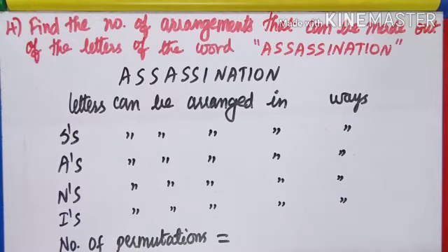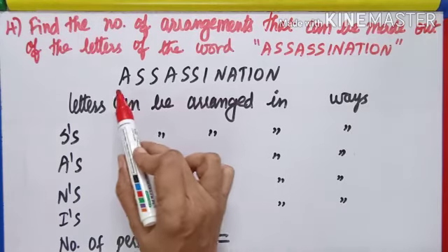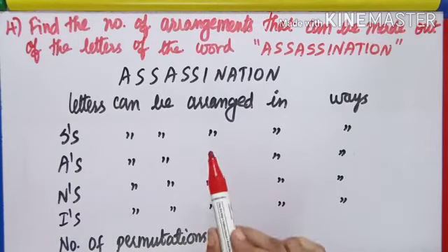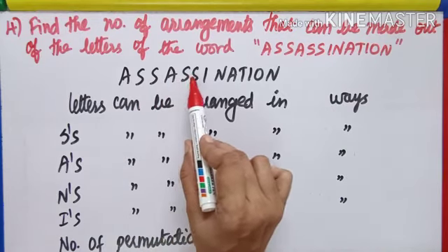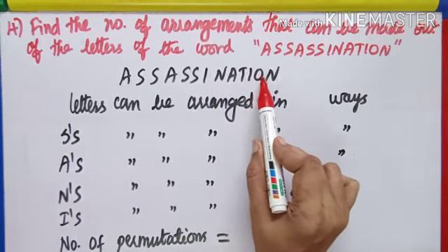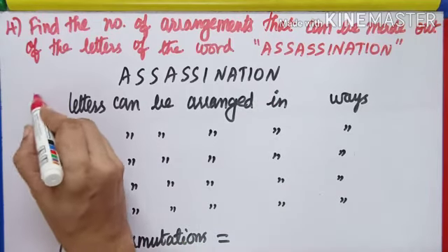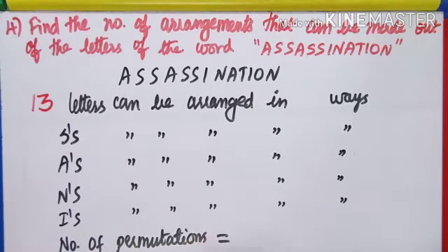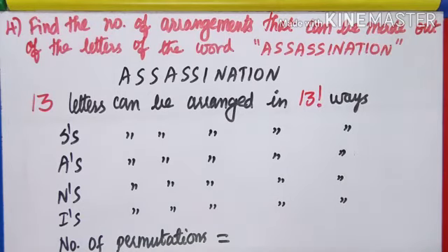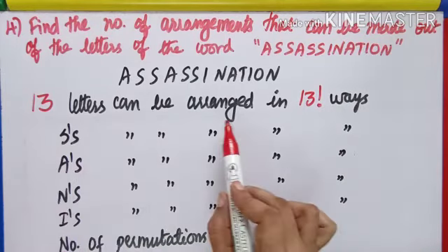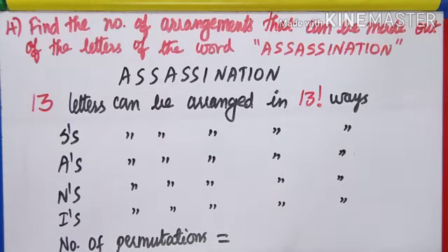Question number 4. Find the number of arrangements that can be made out of the letters of the word assassination. As I read out the word, count how many letters are there. 1, 2, 3, 4, 5, 6, 7, 8, 9, 10, 11, 12, 13. So there are 13 letters which can be arranged in 13 factorial ways.